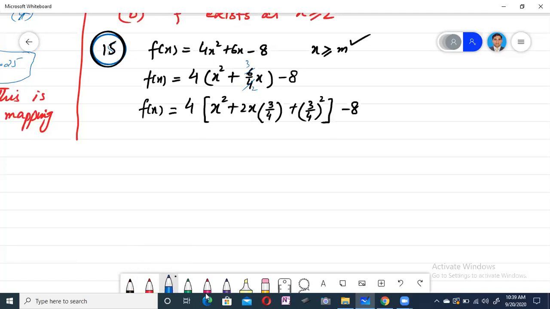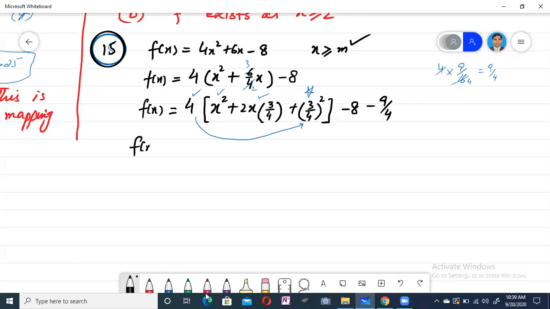Now you can compare all the terms. 4 as it is, x square as it is, this 2 cancels with 4, here will be 3 divided by 2x as it is. This is extra term, and with this 4 also multiply. This is 3 square is 9 divided by 4 square 16. Outside that 4 also multiplying, then it will be 4 cancel with 16, here will be 4, 9 by 4. As 9 by 4 we are adding extra, then we have to subtract 9 by 4 as well.